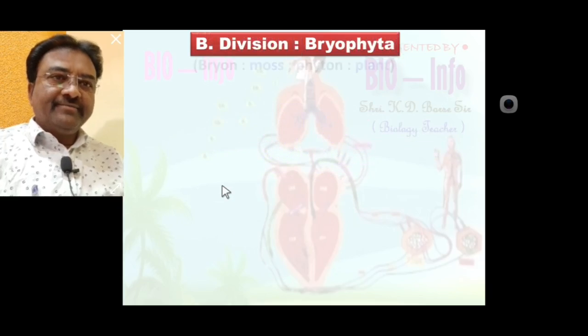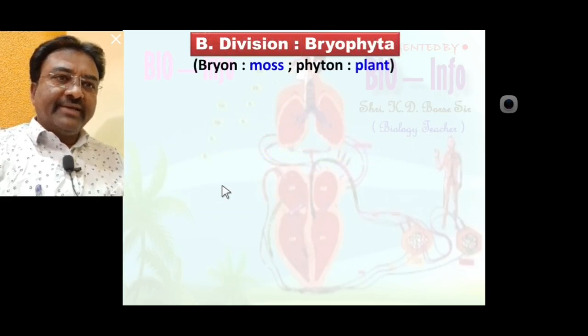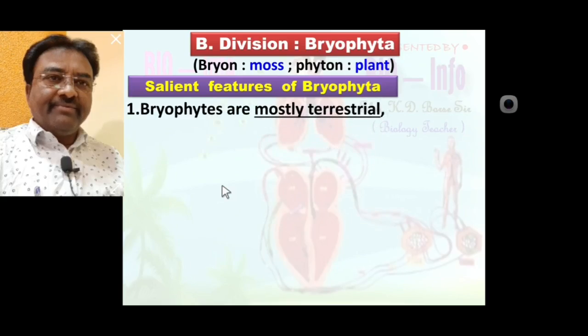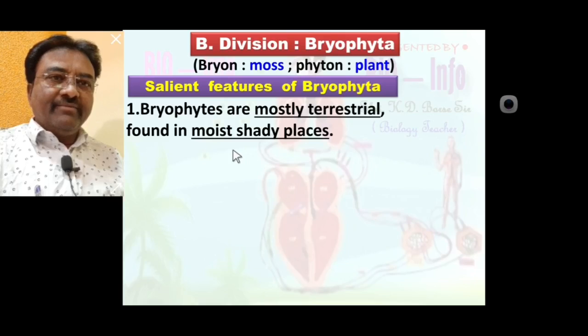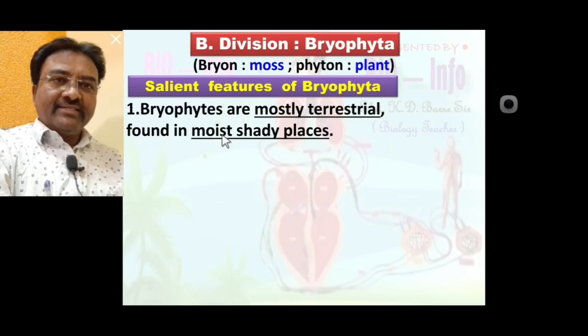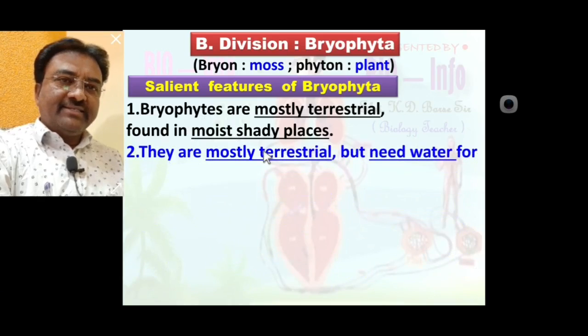Division Bryophyta. Bryo means moss and phyton means plant. Moss plants are seen in this group. We discuss in detail different salient features of Bryophyta. Number one, Bryophyta are mostly terrestrial. Found in moist or shady places. Bryophytic plants are found mostly terrestrial, in moist, shady places.